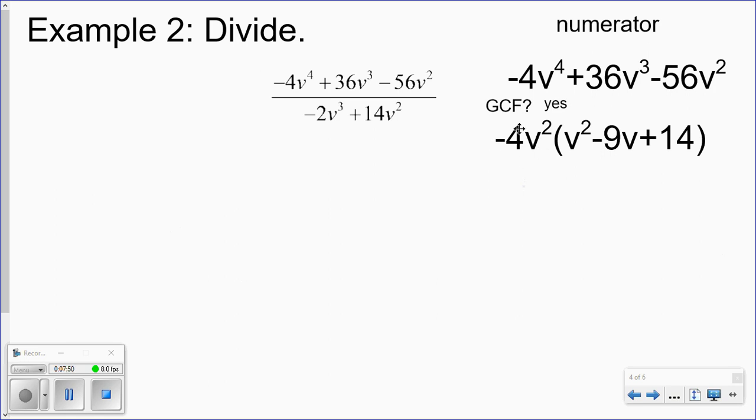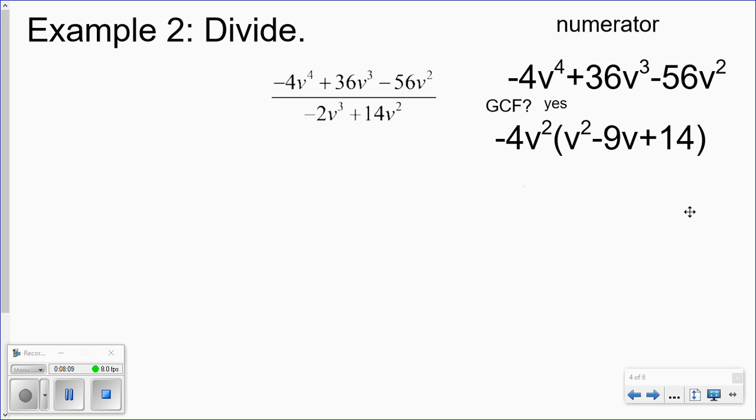So -4v squared is one of my factors. I'm just going to make sure it tags along. I'm not going to multiply with it. I'm not going to divide with it. Nothing right now. It's just going to be at the front of every line. I'm not going to work with it at all. I'm going to work with this trinomial that was left over though.